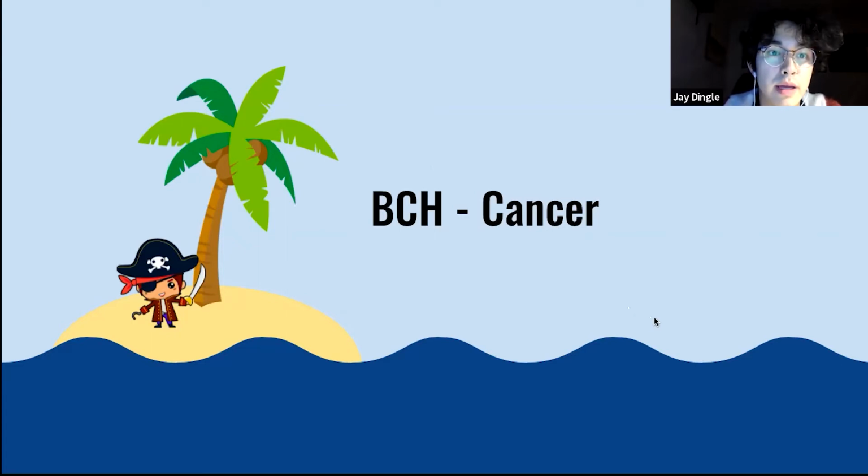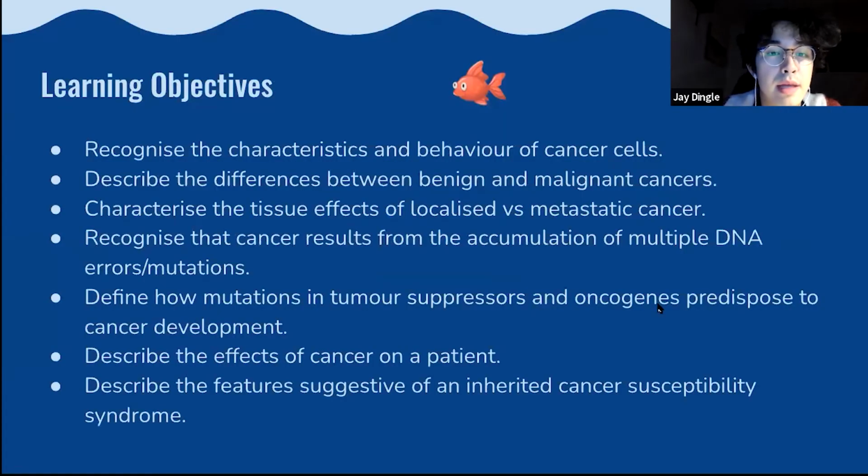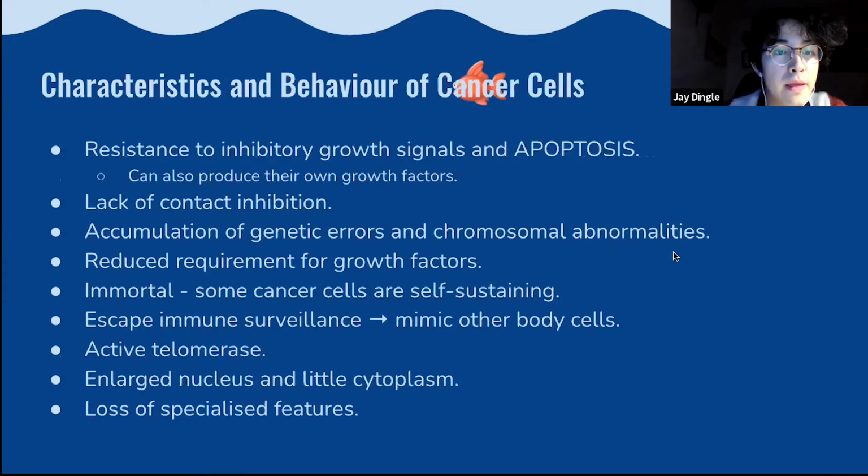So looking at the biochemistry of cancer, I'm thinking about characteristics and behavior of cancer cells, describing differences between benign and malignant cancers, as well as the effects of localized and metastatic cancer. We'll look at different types of mutations, as well as, in a more clinical sense, the effects of cancer on a patient. So yeah, really important stuff we'll be covering. Just beginning with characteristics and behavior of cancer cells.